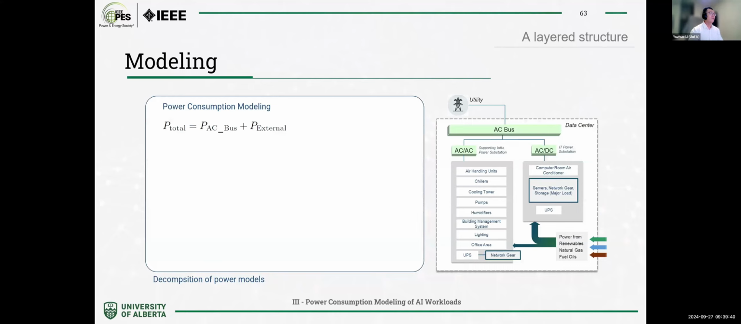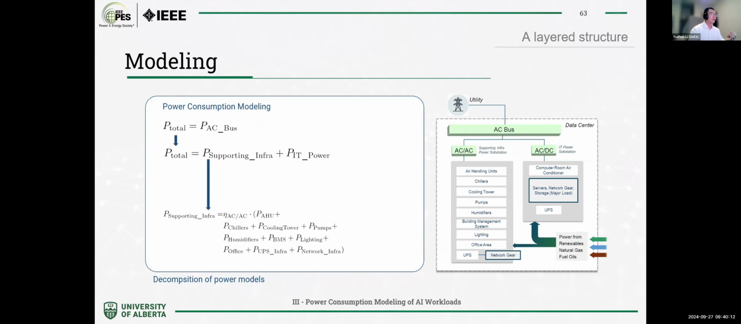So here we start from the outer layer. If we look at the data center example shown here, we can give this general equation: P_total equals P_AC_bus plus P_external. Then if we ignore the external power source and focus on the AC bus, we can decompose it into supporting infrastructure and IT power consumption.